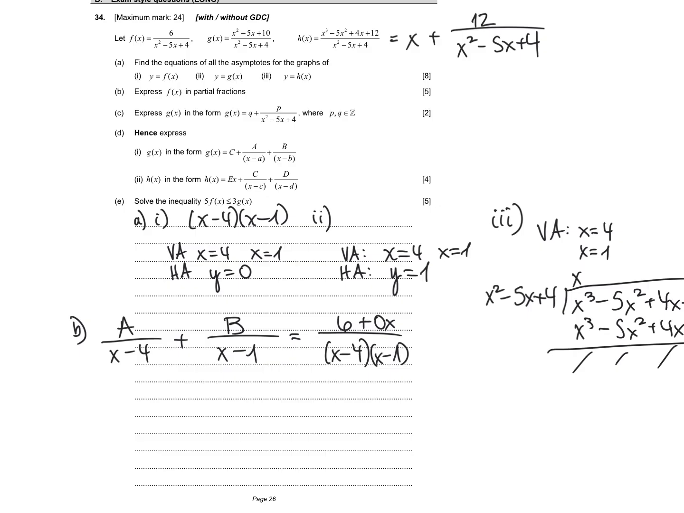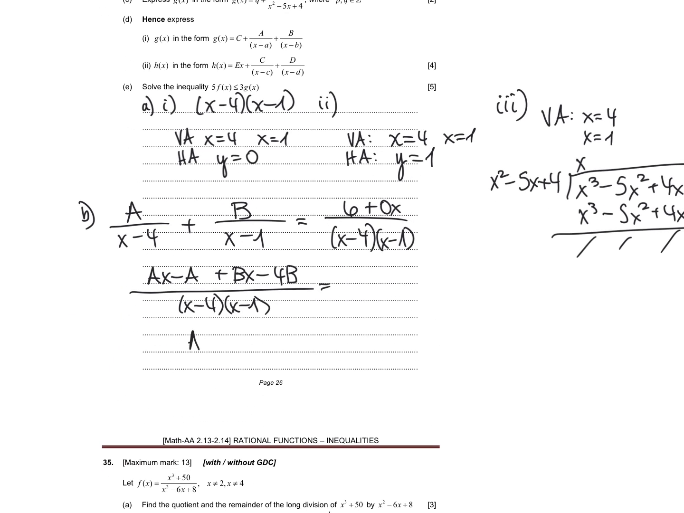So getting the same denominator, we're going to have ax minus a plus bx minus 4b over x minus 4, x minus 1. So now we have the coefficients of the x: a plus b is equal to 0, and we have negative a minus 4b is equal to 6. So A is negative B. So we've got negative B, so positive B here, substituting that one.